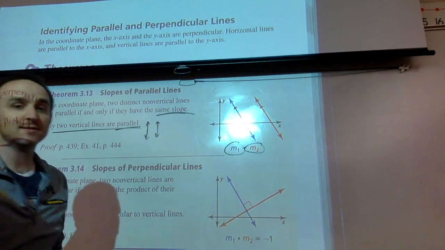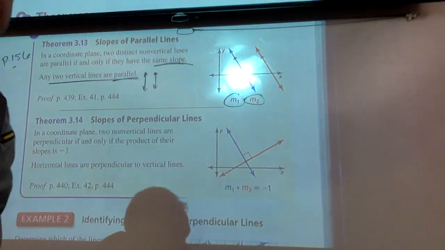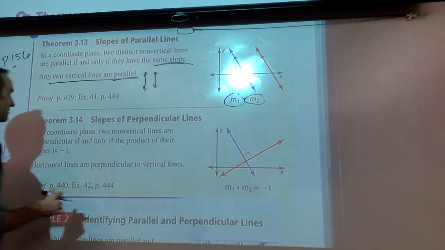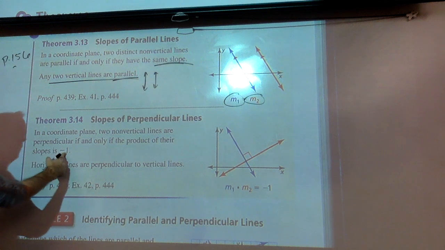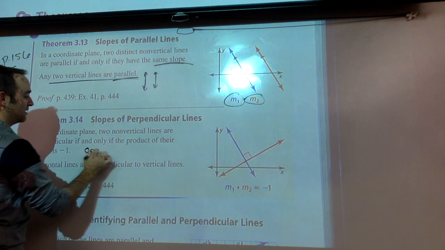For perpendicular lines, the slopes are going to be opposite reciprocals. And they say the product of their slopes is -1. We know that as opposite reciprocal.